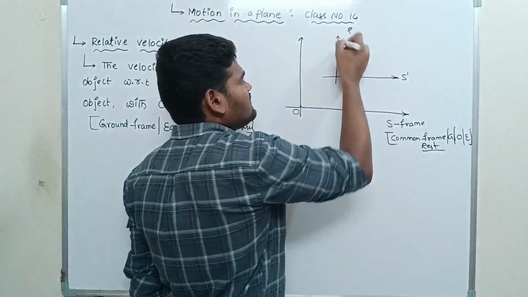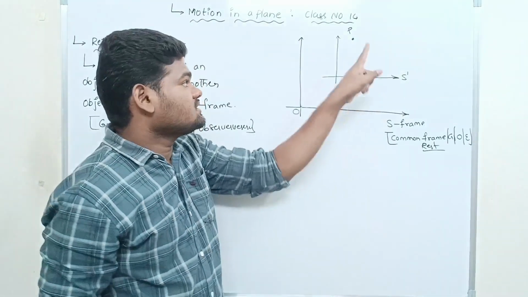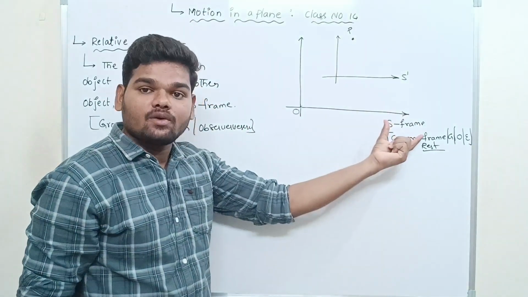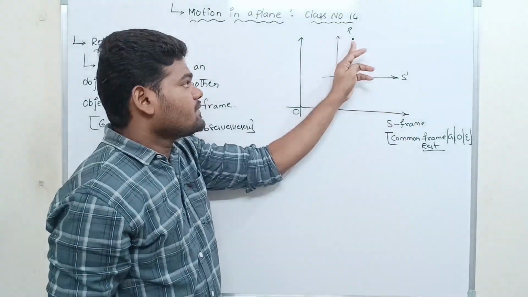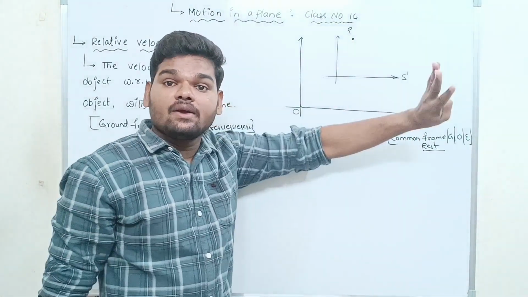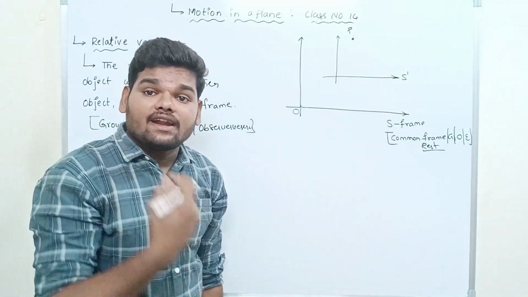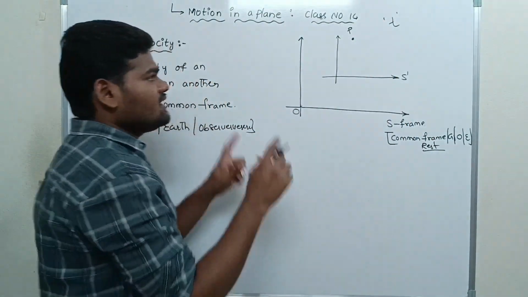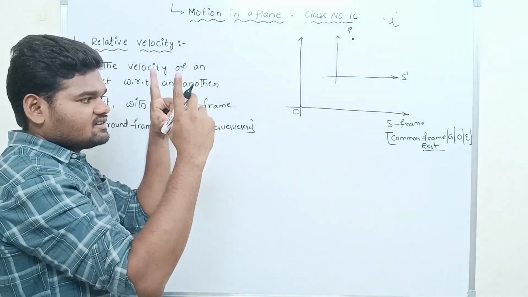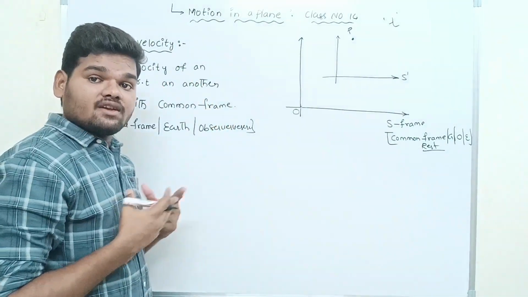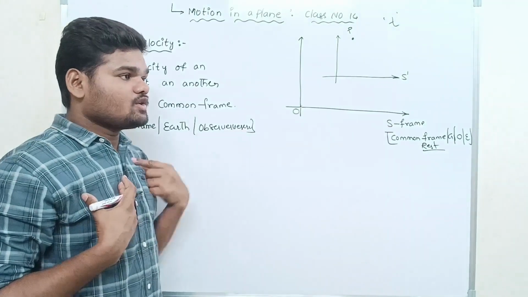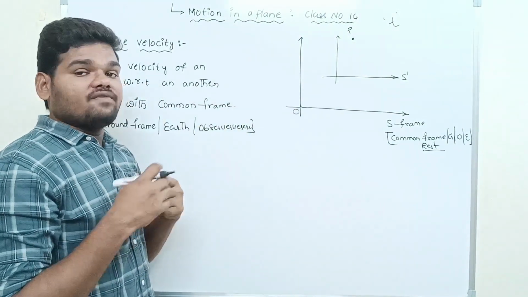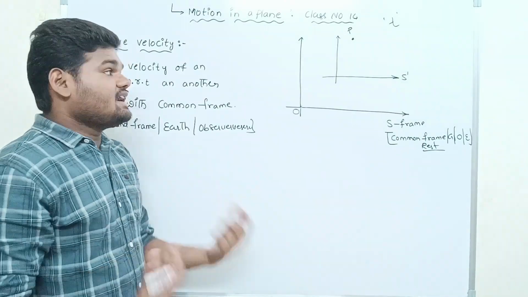S dash. The S dash frame is also nothing but an object. So now these two are the objects which are in motion with respect to the S frame: particle P and S dash. Now at any particular instant of time t, just take the photograph, with the observer in the S frame. With respect to me, particle P and S dash are moving, and I want to find their relative velocity at a given time.